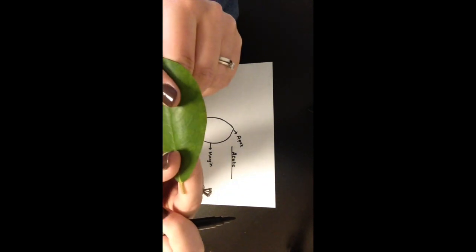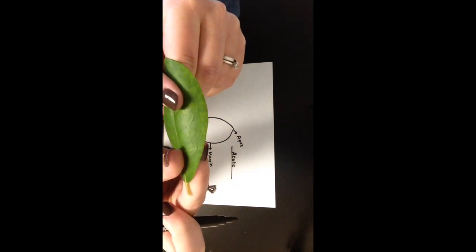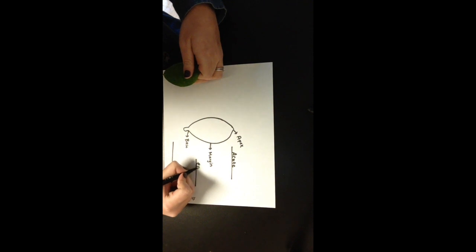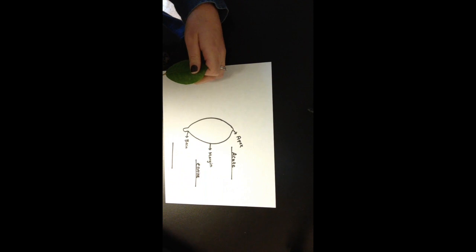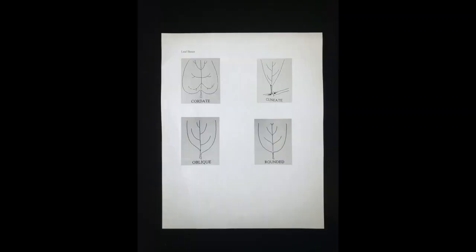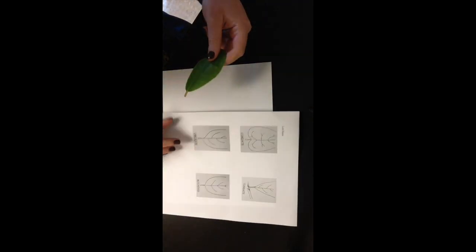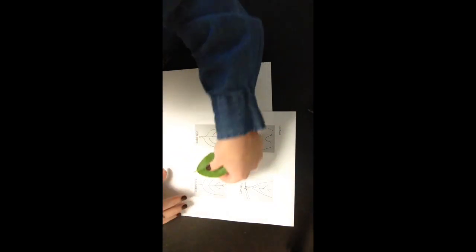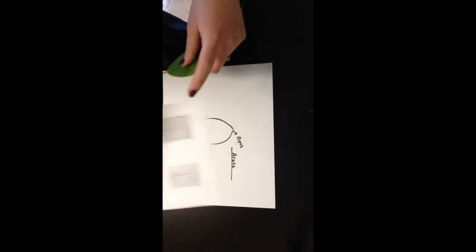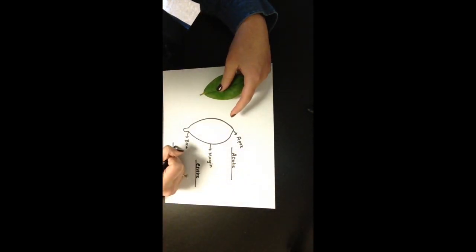Next, we're moving on to margin. It's smooth, no teeth, there's no deviations through it, so it's an entire margin. Here are the bases again, and I'm trying to decide which one is which. I determined the base is rounded.